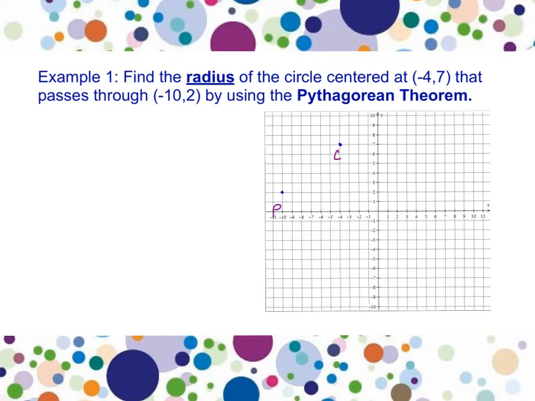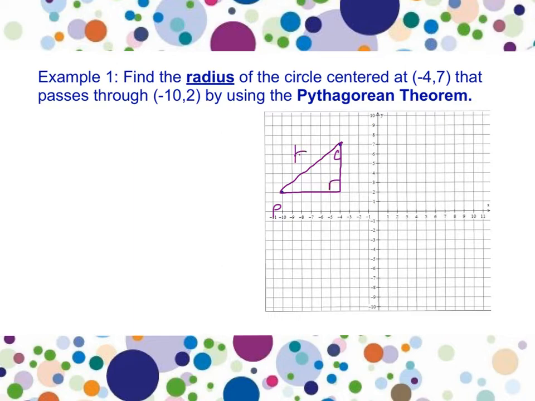So the radius is going to be the distance from the center to that point. So really all I'm asking you to do is find the length of a line segment on the coordinate plane, and I know you know how to do that. So I'll show you what I would do here. I would draw the triangle that connects P to C. We're going to draw in a right triangle here, and what we're really looking for is the length of this hypotenuse.